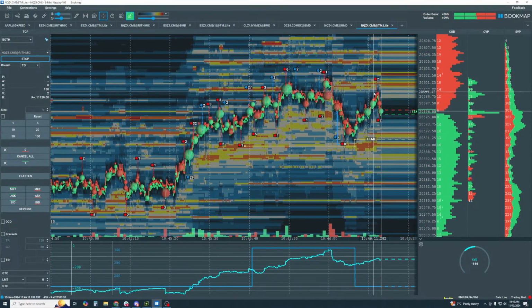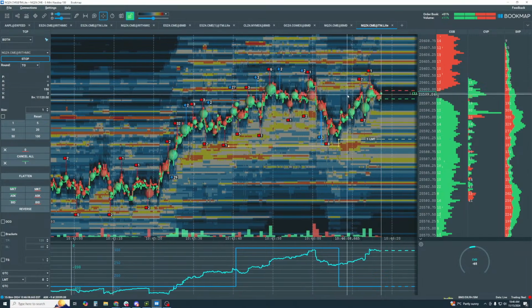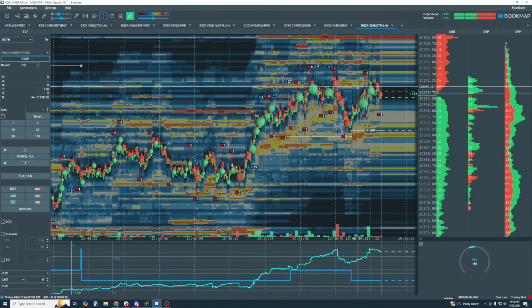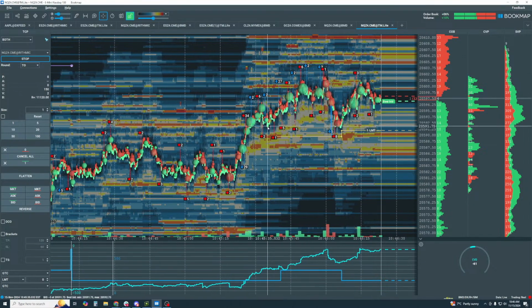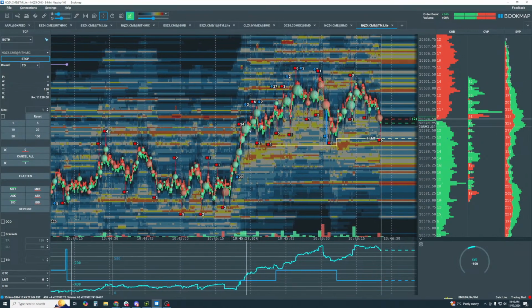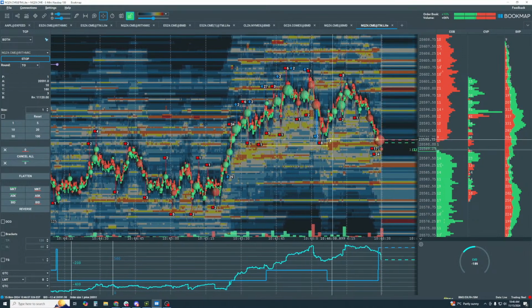Nope. No, we missed it again. This is what happens with limit orders. Okay. Another thing to take a look at in here is market structure. And now we're probably going to get filled. Okay, so now we're filled.